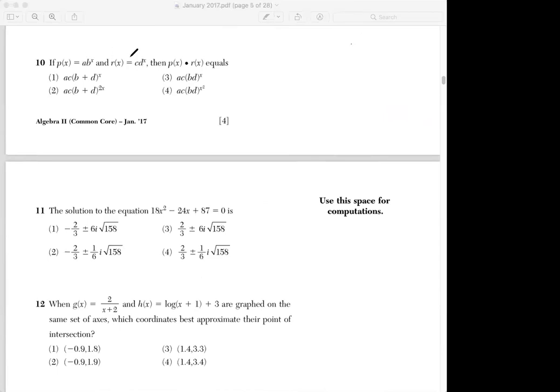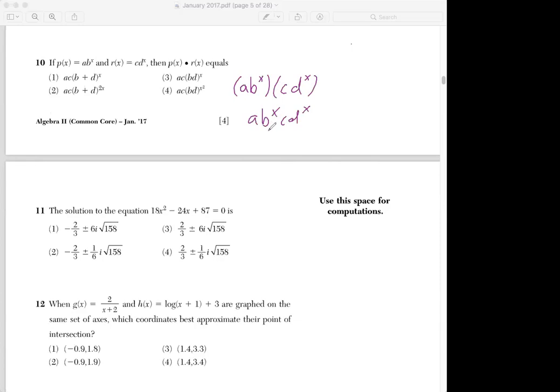So this equals that, that equals that. They want us to multiply them. So they want us to multiply AB to the X times CD to the X, and just multiplying things. So this just becomes AB to the X, CD to the X.